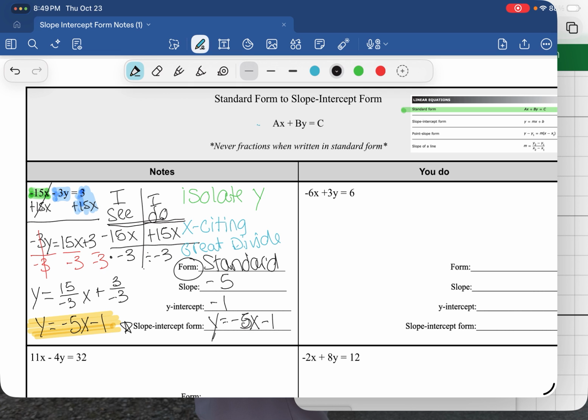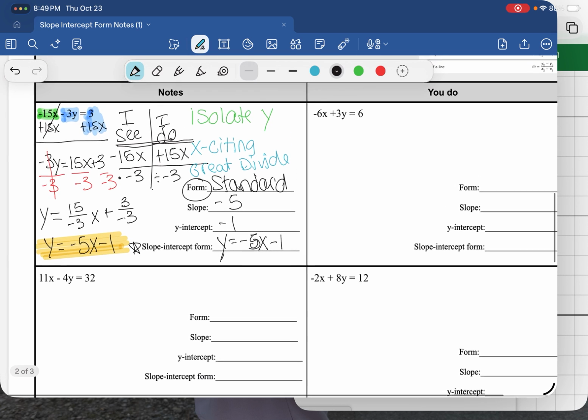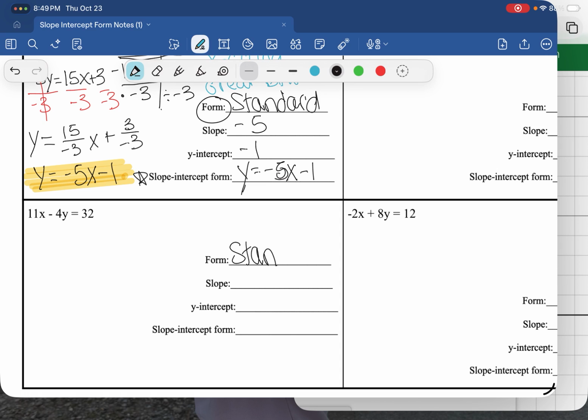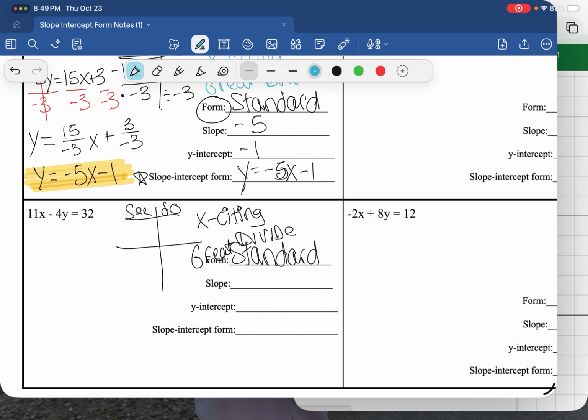This is standard form. Okay, I'm going to breeze through this one a little bit quicker now. So same thing. I have standard form, and that is just my key to know that I am going to set up my I do chart to make sure I am doing my exciting move correctly and the great divide. So again, your exciting move is always going to be addition and subtraction, and then your great divide is always going to be division.